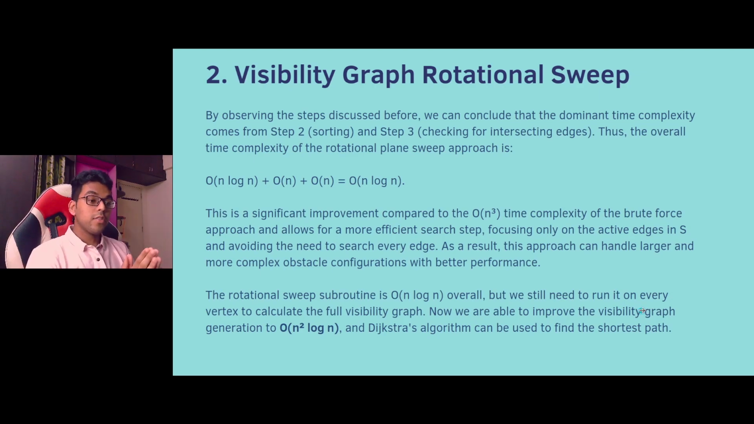S. Though the rotational sweep subroutine takes O(n log n) time, we need to run this particular function on each and every vertex, giving the overall time complexity as O(n² log n), and then subsequently Dijkstra's algorithm can be used to find the shortest path.